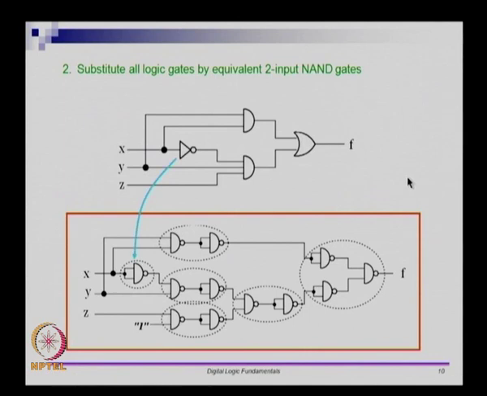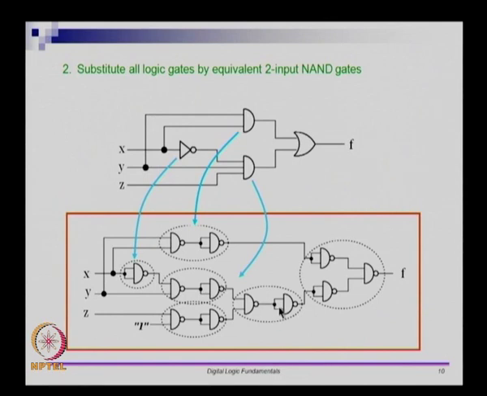Let us see how. So this inverter is here, this AND gate is NAND followed by an inverter. So, that is there, and this 3 input AND gate is actually written as a combination of two 2 input AND gates. You can see that there is a NAND followed by an inverter, and there is another NAND followed by another inverter. So, it is essentially a cascade of two AND gates.